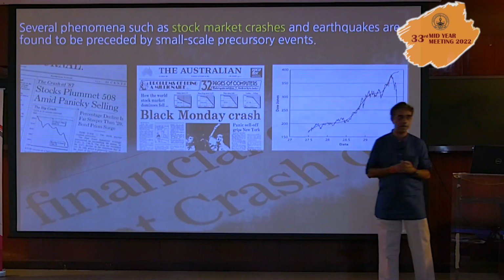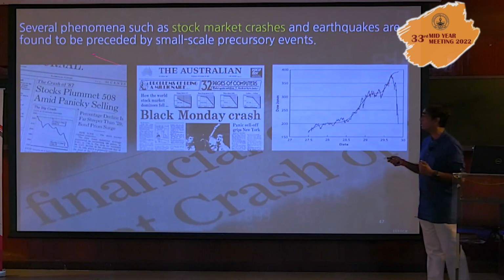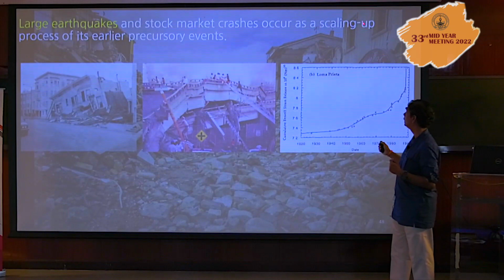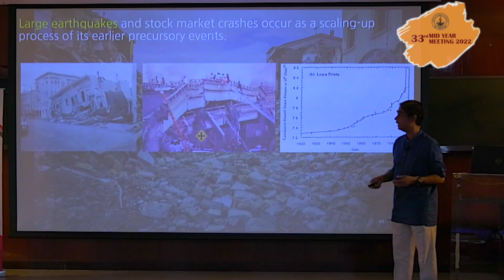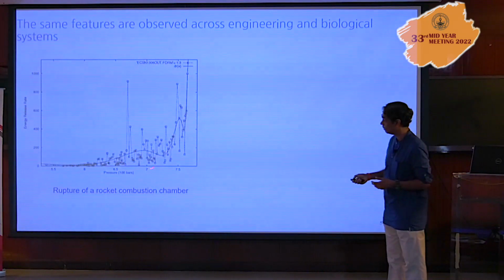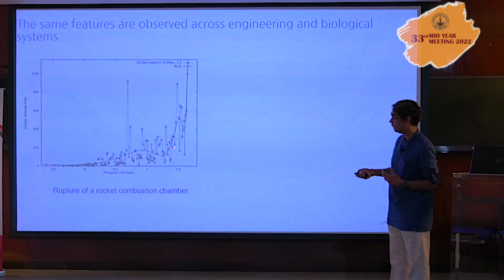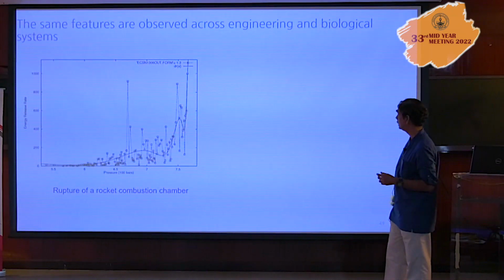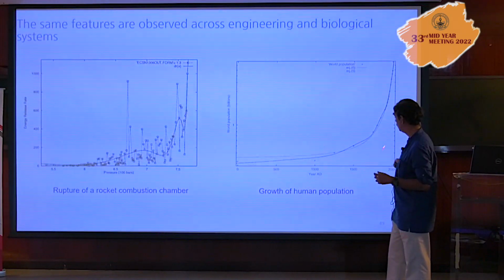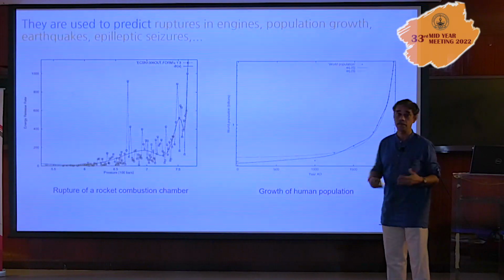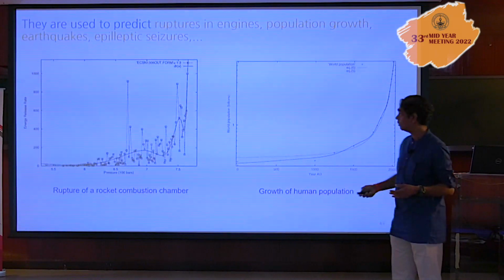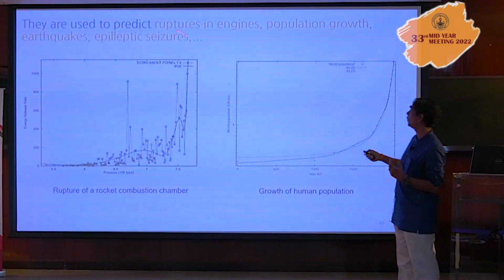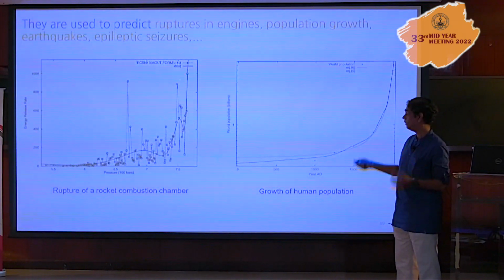Several phenomena such as stock market crashes and earthquakes are all found to be preceded by small scale precursory events. Large earthquakes and stock market crashes occur as a result of scaling up a process of earlier precursory events. This is actually a picture from Didier Sornette, studying the rupture of a rocket combustion chamber, the shell exploding, and you can see this kind of hyper exponential growth and then log periodic oscillations. And this is growth of human population, this hyper exponential curve, and people claim that there is a finite time singularity in 2030 something. Of course it won't blow up to infinity, but maybe some wars will happen or something. Anyway, these features are used to predict ruptures in engines, population growth, earthquakes, epileptic seizures, etc.